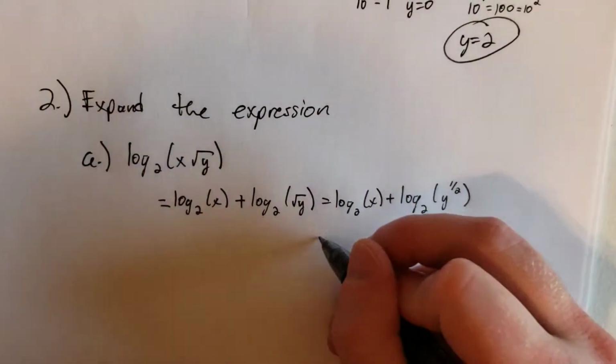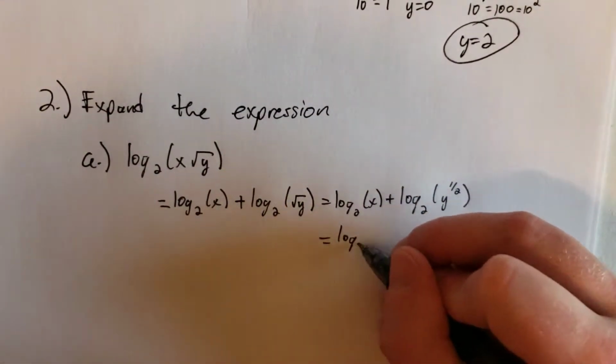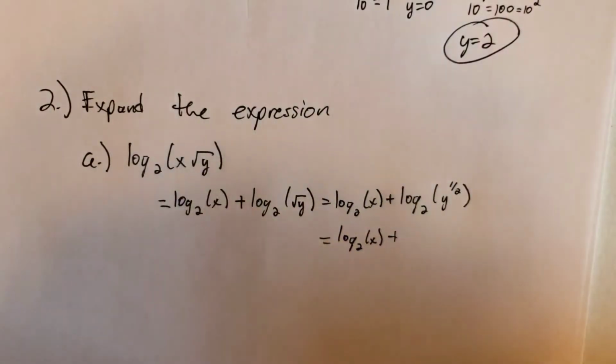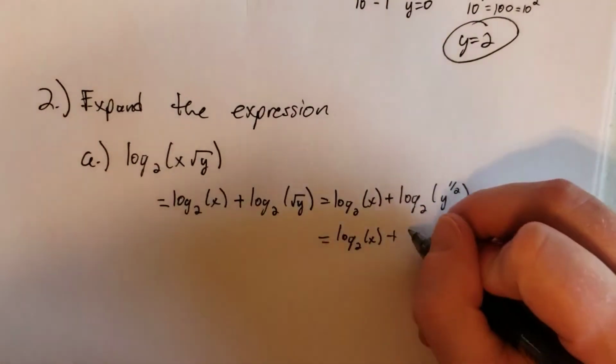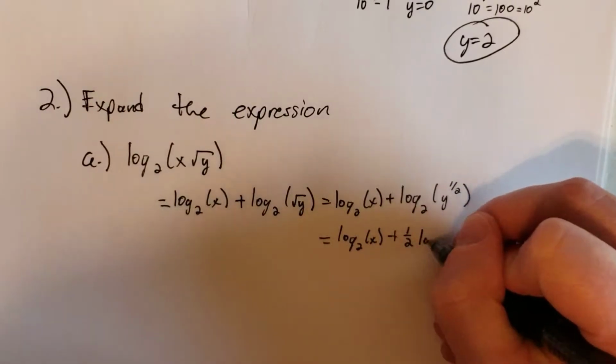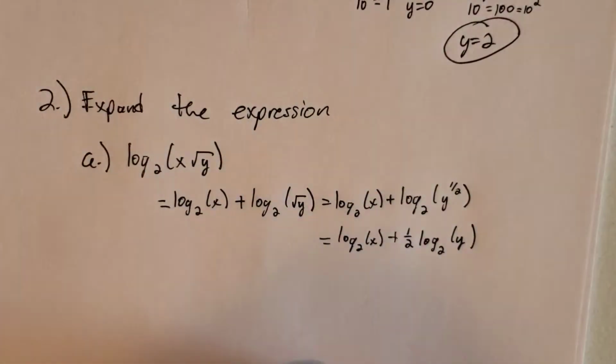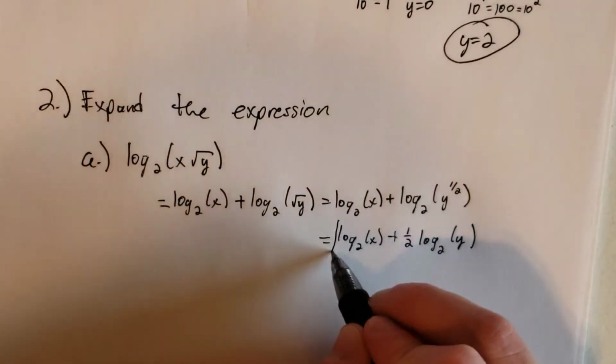So in fact, this all becomes log base 2 of x plus, if we have an exponent on the inside, we can move that out to the front. So this is plus 1/2 log base 2 of y. And we have fully expanded the expression here. And so that is our final answer.